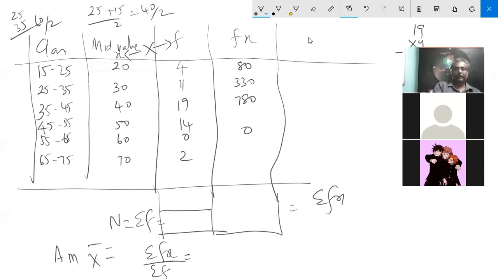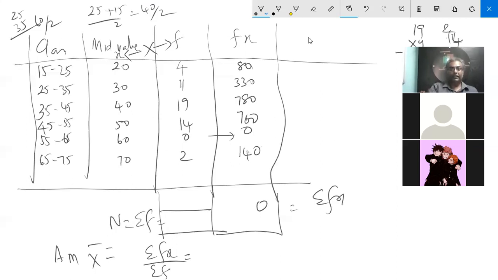50 into 14, 5 into 14, how much? 700. 60 into 0, 0. 70 into 2, 140. Okay. Now we have to calculate all of this. 0, 0, 0, 0, 0. This part is 0.